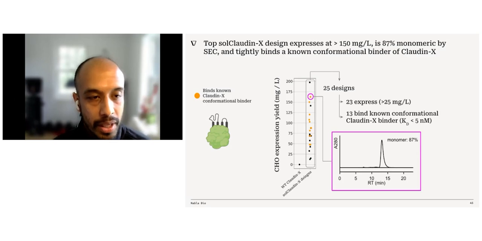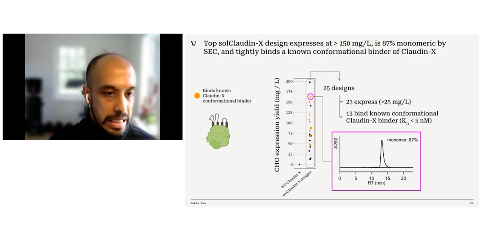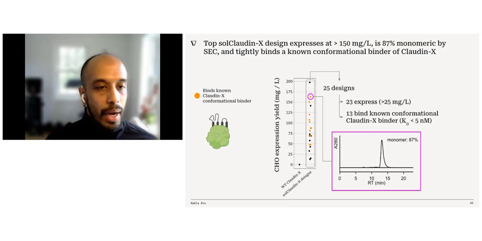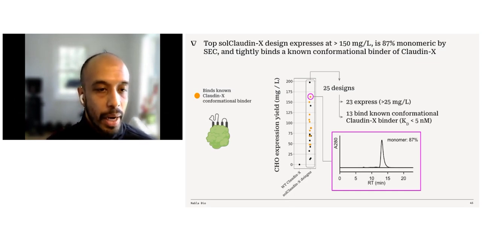And if we took a look at this top expressing design that's also binding this conformational binder and just ran it on SEC, we see it's about 87% monomeric. So our takeaway from all of this data is that this soluble proxy seems to be relatively well biophysically behaved, and we have evidence that the ECLs are reflective of the native ECLs.